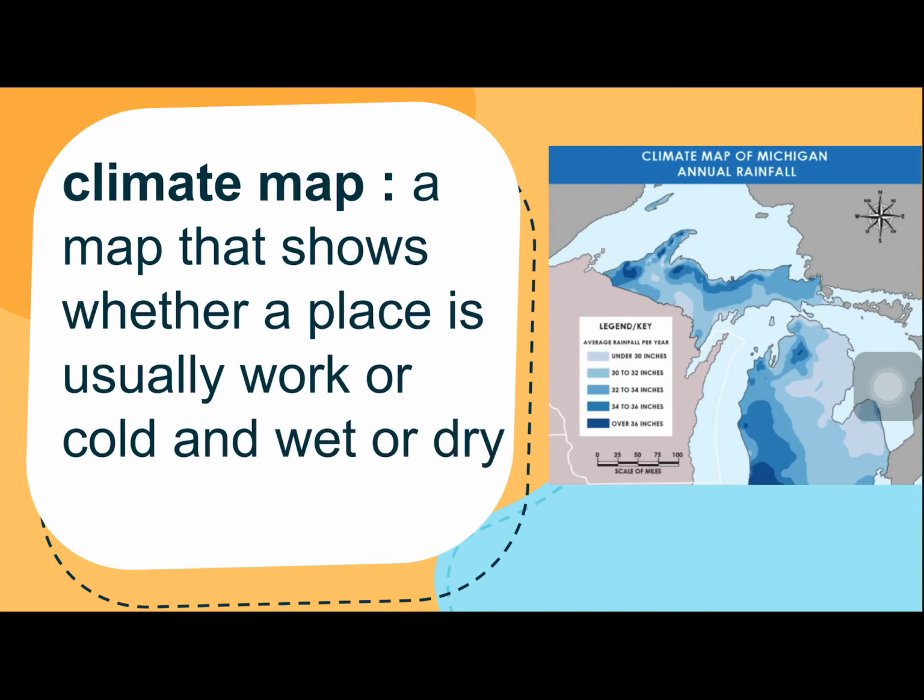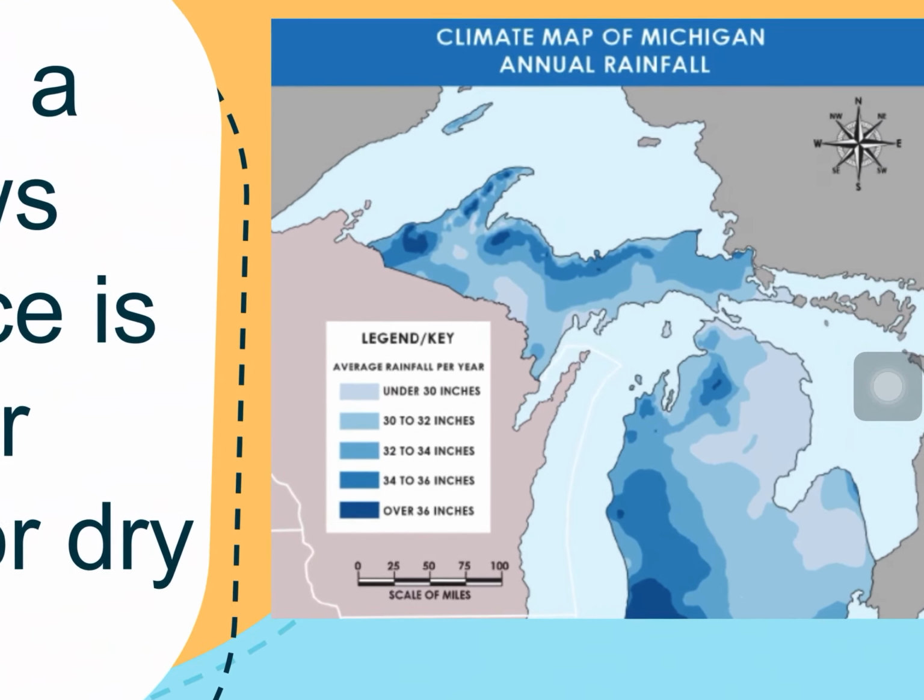And next we have climate map. Say climate map. Good. A climate map shows whether a place is usually hot, cold, wet, or dry. I have a misspelling there, so I think that's supposed to say hot, cold, wet, or dry.